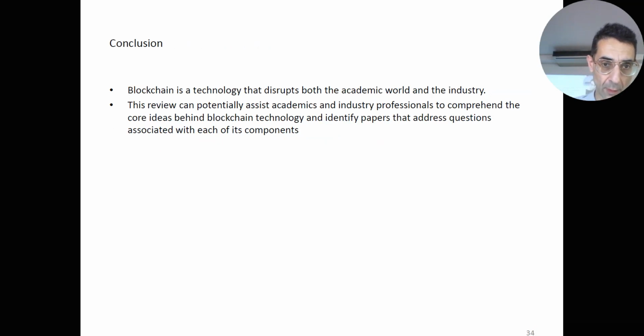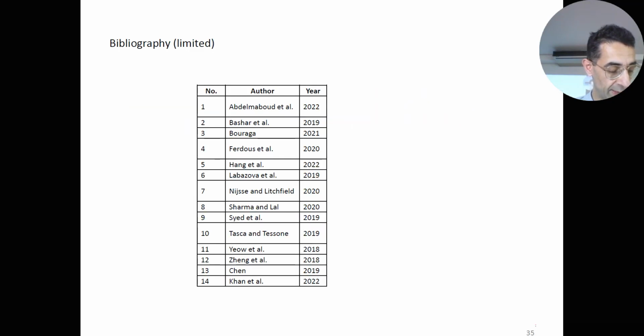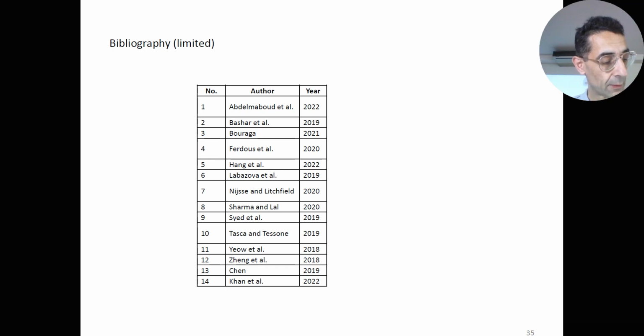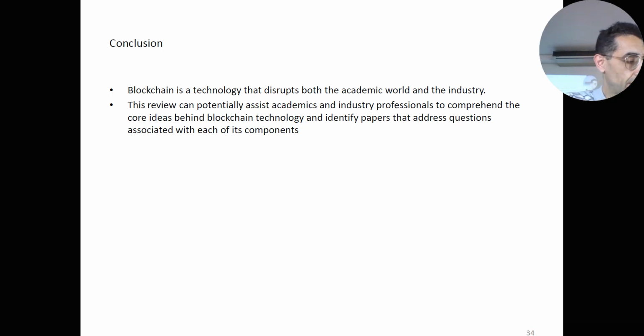In conclusion, we understand that blockchain is a technology that disrupts both the academic world and the industry. And this review can potentially assist academics and industry professionals to comprehend the core ideas behind blockchain technology and begin to identify papers that address questions associated with each of its components. And here we provide a limited glimpse to our references and bibliography for this presentation.